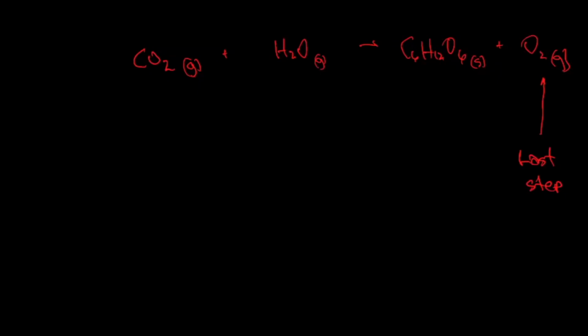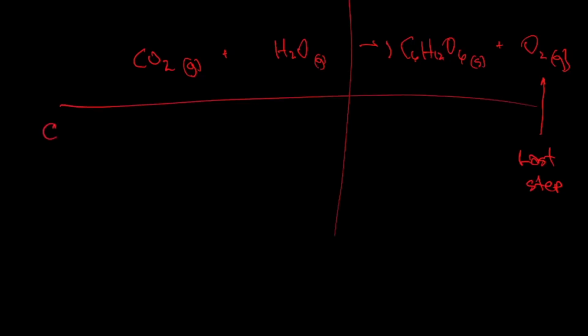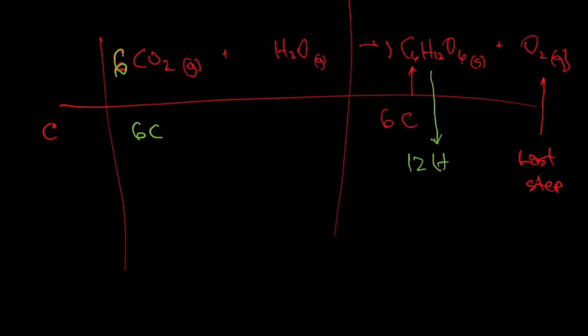Find your most complicated chemical and start with that. Give that a coefficient of 1. Now let's take a look. Let's balance our carbon. We have 6 carbons here. I need to put 6 right here, and I need to put 6 right here. So there are 6 carbons on each side, and my carbons are balanced. Then I'm going to balance my hydrogens, 12 hydrogens. I'm going to put a 6 right here so that I have 12 hydrogens. My carbons and my hydrogens are balanced.